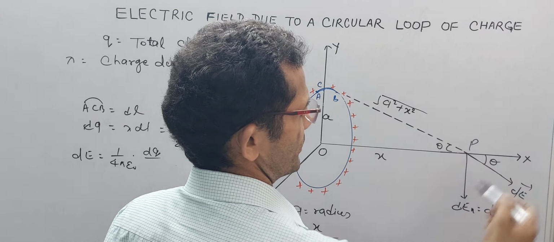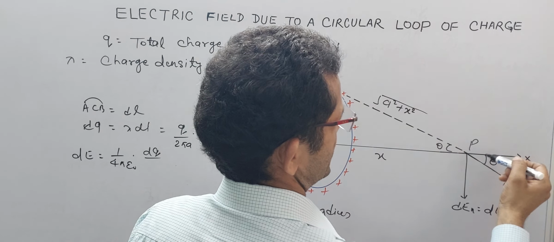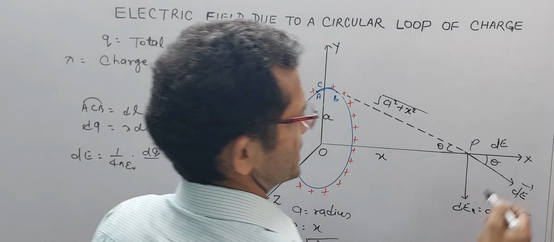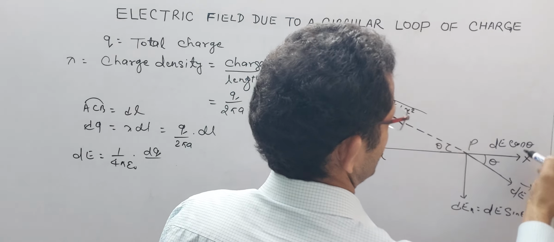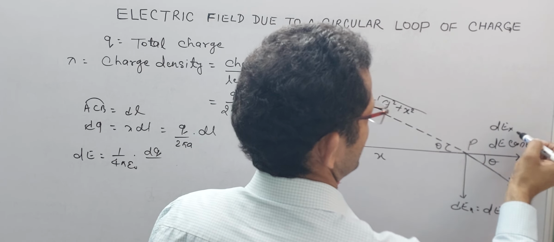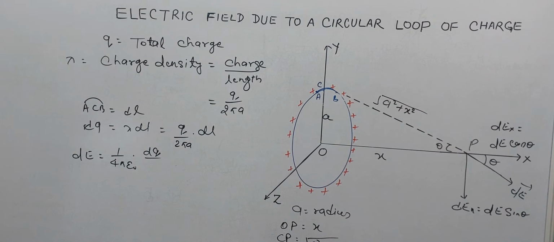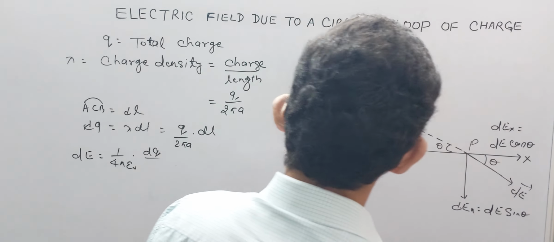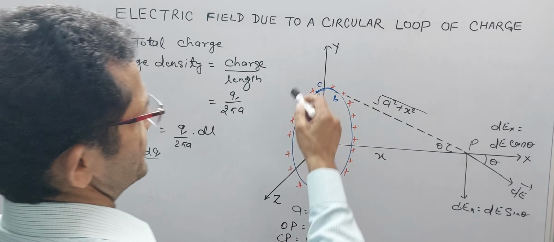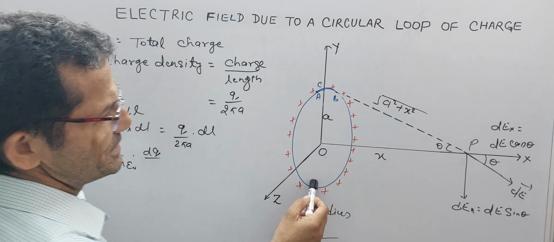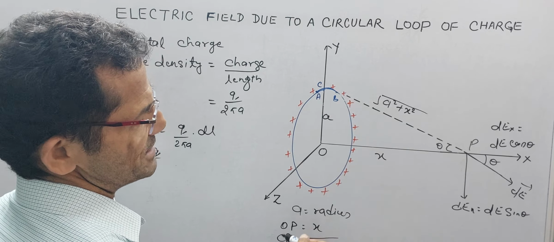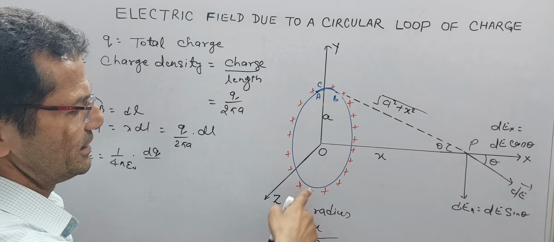Another component will be along the x-axis, dE_x, which will be dE cos theta. So these are the two components. Now if I take the piece vertically opposite to AB, its electric field at this point is along this direction. The diametrically opposite piece of AB will be here.